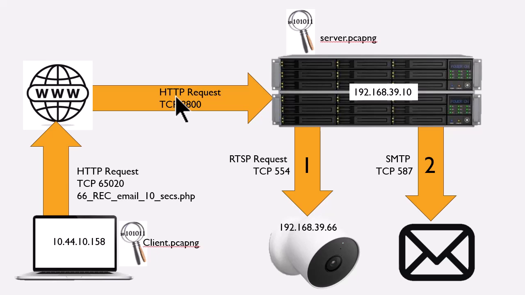This is what they claim. We're going to find out if it's true. Goes into the big old box we're going to call a server. It's also got a magnifying glass, means we're capturing here. The file name is going to be server.pcapng. This is the IP of the server. What does the server do when it gets this command? It sends off an RTSP command to pull a stream off a camera, builds a video file, and then sends that file via SMTP TCP port 587. We're going to find out how long this whole mess takes.